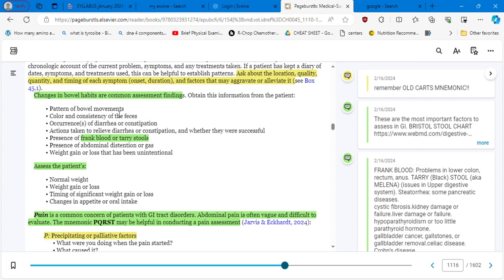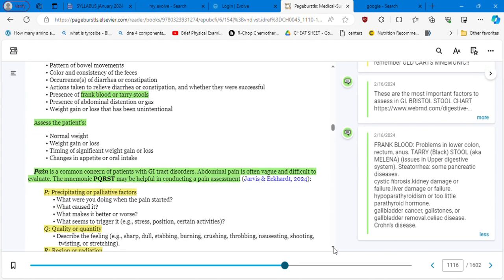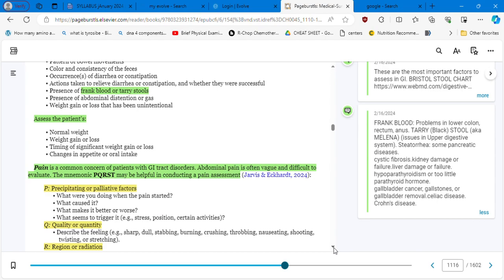Okay, so you want to assess for the consistency of the feces, the diarrhea, constipation, frank blood or tarry stools, abdominal distension, and the list goes on and on. So I gave you in the supplemental file a Bristol stool chart that you can check. Also assess for normal weight, weight gain or loss, timing of significant weight gain or loss, changes in appetite.